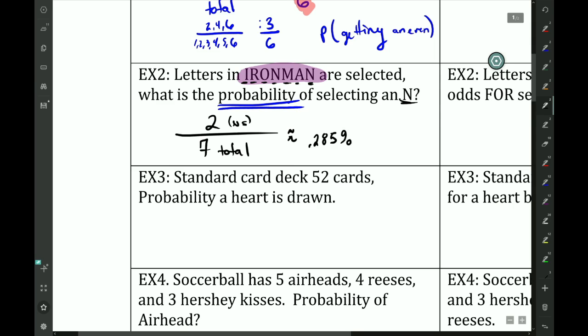0.285. And as you learned in the past, if you want that as a percent, you simply move the decimal 2 spots. So it is actually about 28.5% chance. Either way I will accept.